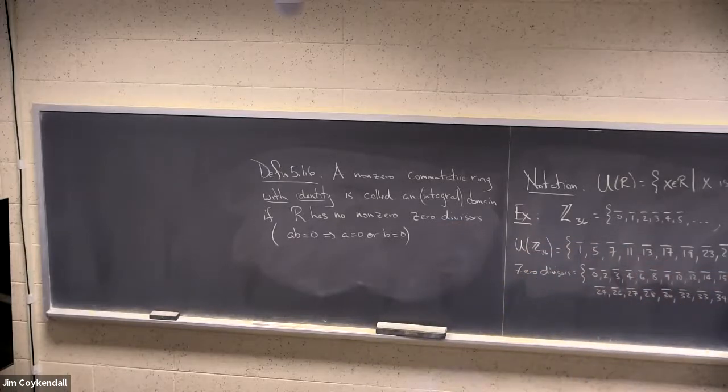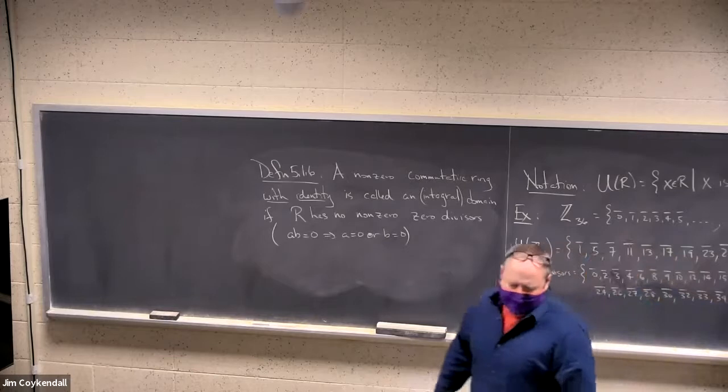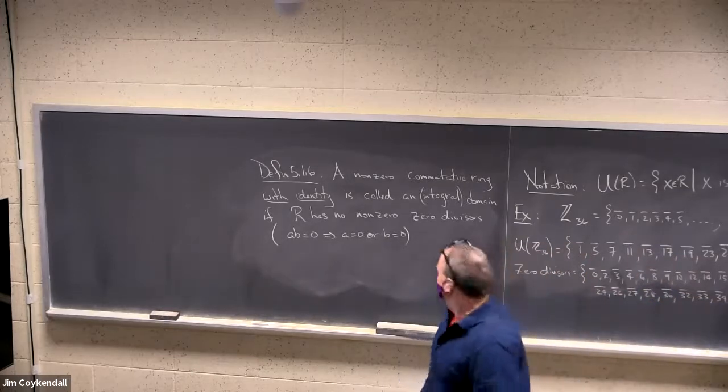Now, let me point out that the even integers form a commutative ring, and you've still got this property: if you multiply two even integers and get zero, one of those two integers has to be zero. But it is technically not an integral domain because it doesn't have an identity.